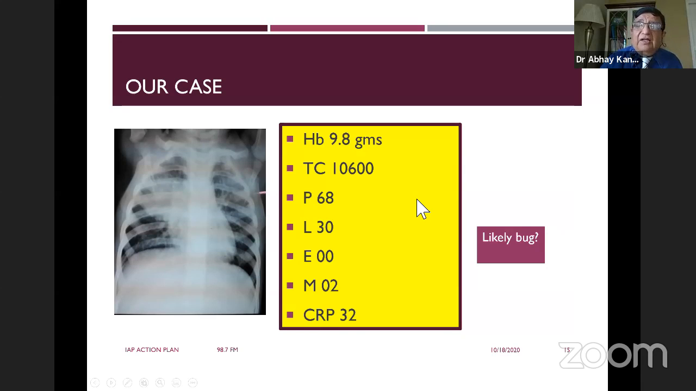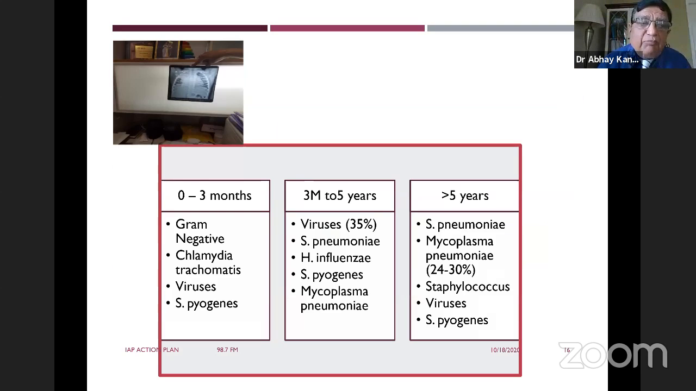So we are dealing with a case of commonly occurring severe pneumonia, and therefore we need to start the antibiotic. But before starting the antibiotic, we need to find out which type of bug we are dealing with. And for determining the bug, the most important criterion to be considered is the age of the patient. So if the child is less than 3 months, gram-negative organisms, Streptococcus pyogenes, viruses, and sometimes, uncommonly, Chlamydia trachomatis should be considered.